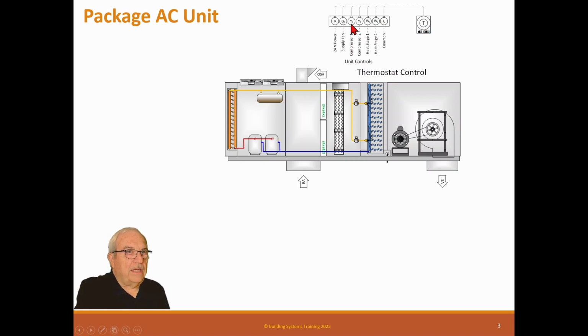For cooling, this has two, Y1 and Y2, and it has W1 and W2. So Y is cooling for yellow wires, and W is for white for heating. So this has two stages of cooling and two stages of heating, and it has a common wire. Again, the common wire is used if the thermostat has anything in it that needs power, like a computer, or has a display or some things like that, it needs a return for the common.